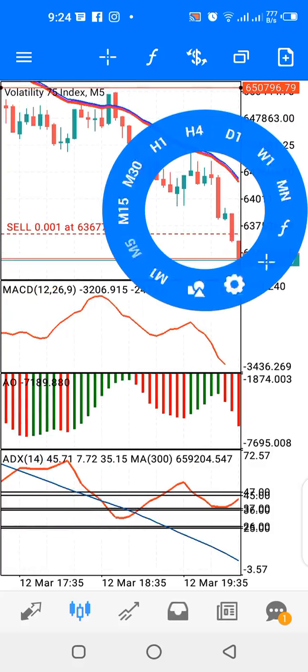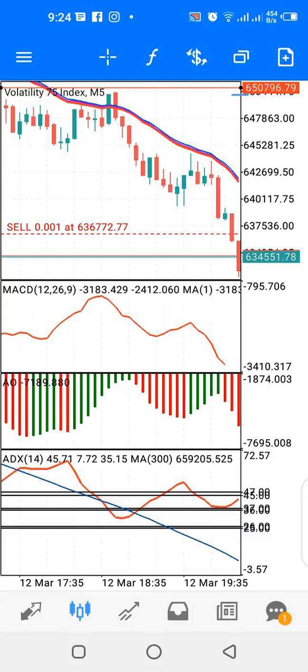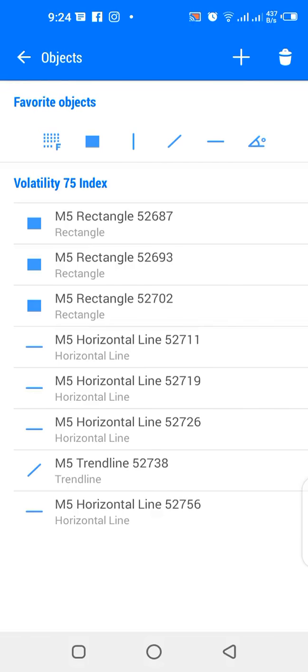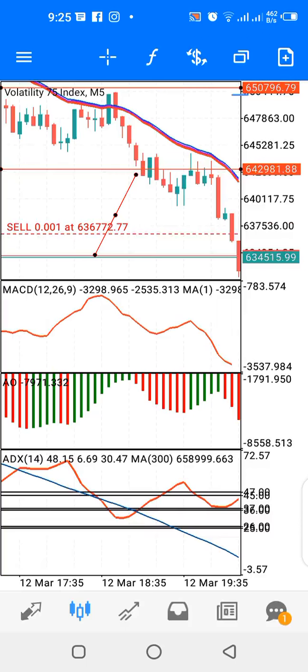Then for sell situation, if my entry is around here and my stop loss is over there, I'll just measure the height. Okay, my take profit will be somewhere around here. Okay, so my take profit will be around this place. All right, so that's basically how to use the strategy on the main chart.